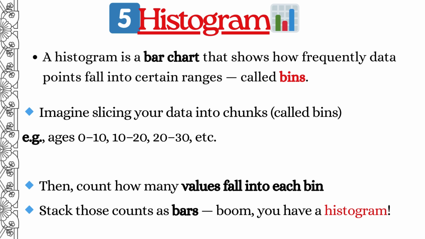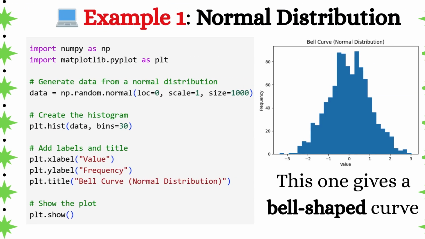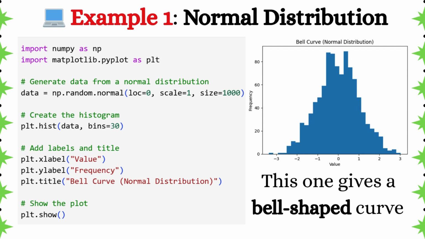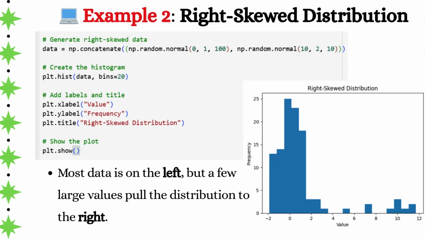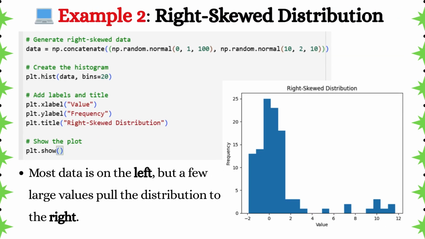Let's create 2 histograms and observe. Example 1. Normal distribution. This one gives a bell-shaped curve, a classic normal distribution. Example 2. Right-skewed distribution. Here, most data is on the left, but a few large values pull the distribution to the right. A right-skewed pattern.